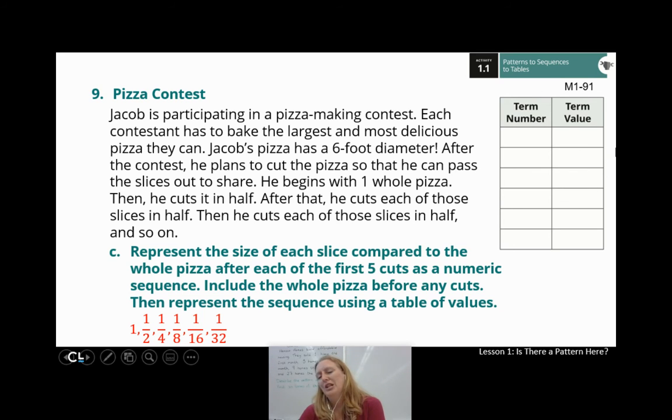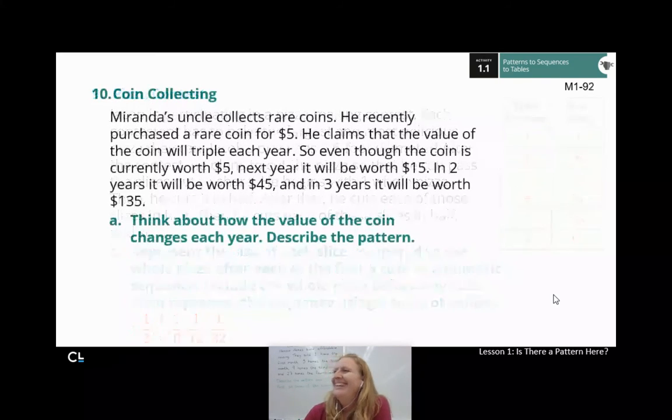And then we put it into a table. So my first term was 1, my second term was 1/2, my third term was a fourth, and so on, and so on, and so on. Yay. That one was a tricky one. I know how much you guys love fractions, right?